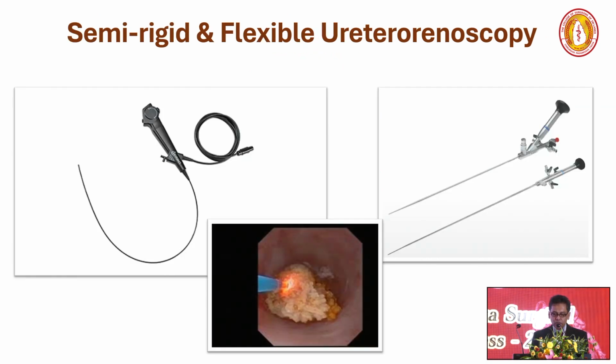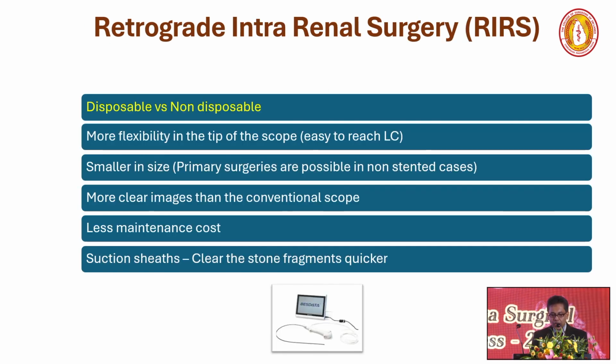Semi-rigid and flexible ureteroscopy are used commonly in a retrograde manner to access all areas of the genitourinary tract. With the laser, you can break the stone into smaller pieces and retrieve. Recently, disposable flexible ureteroscopes came to the market with greater flexibility, smaller size, improved imaging quality, and low maintenance costs compared with the standard ureteroscope, and an integrated suction irrigation system.